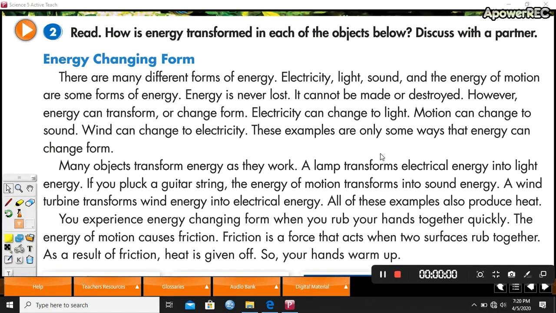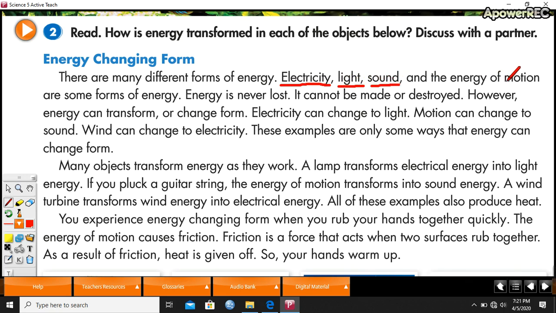Okay, you have read the text energy changing form. Before we do activity 2, I want to show you that in the first paragraph there are 4 forms of energy. There are different forms of energy that you can find in paragraph 1. What are they? The first is electricity. Please underline it in your book. Electricity. The second is light. The third is sound. And the last is motion. Please underline them in your textbook.